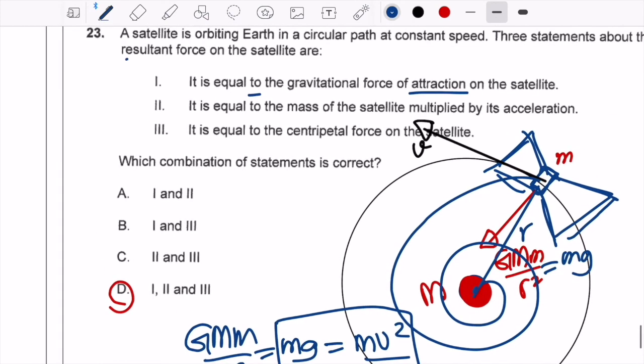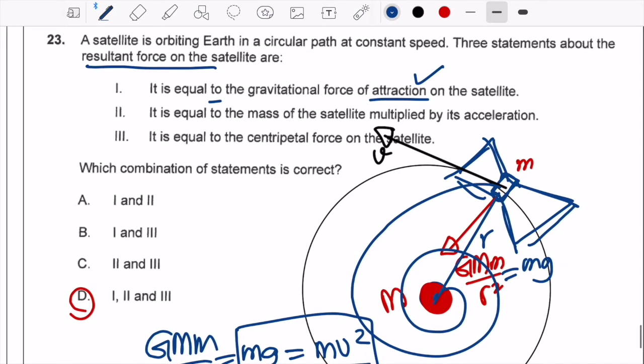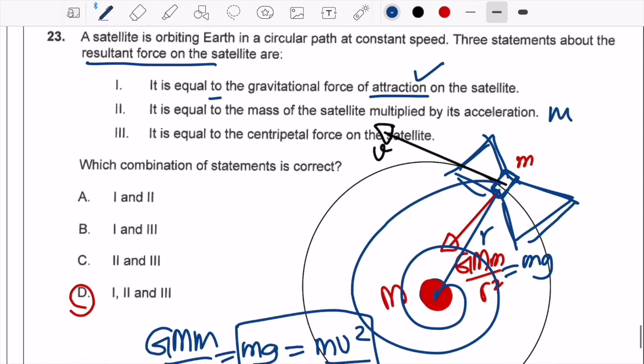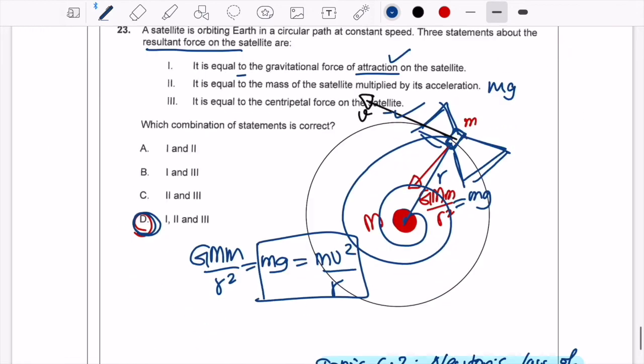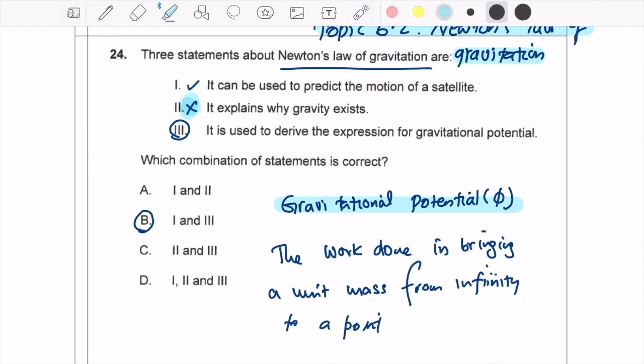They are talking about the resultant force. Yes, the resultant force is the gravitational force which provides centripetal acceleration. It is equal to the mass of the satellite multiplied by its acceleration. Yes, multiplied by its acceleration. Yes, mg. It is equal to the centripetal force of the satellite. This is also right. So all answers are right. Answer is D. This is from topic number 6.